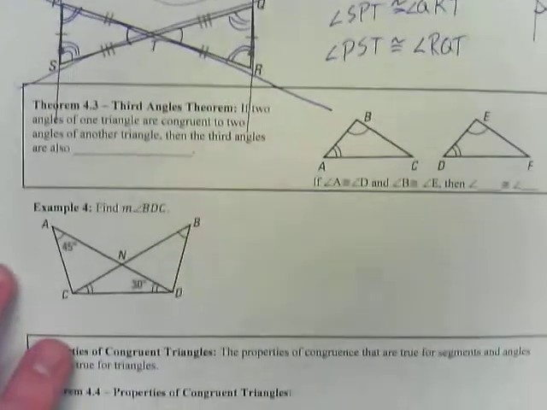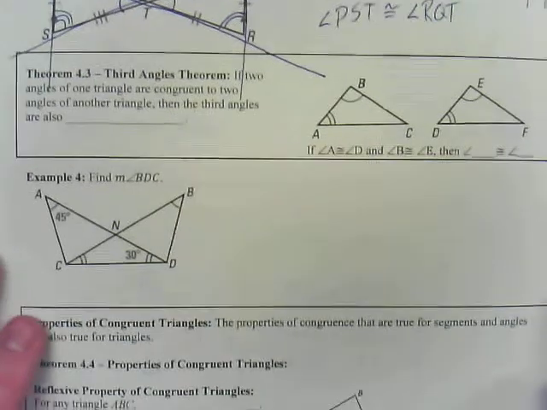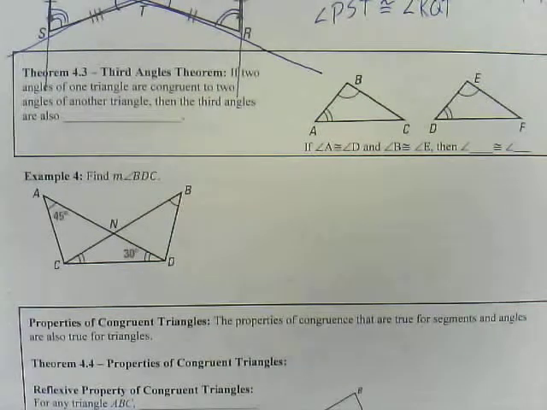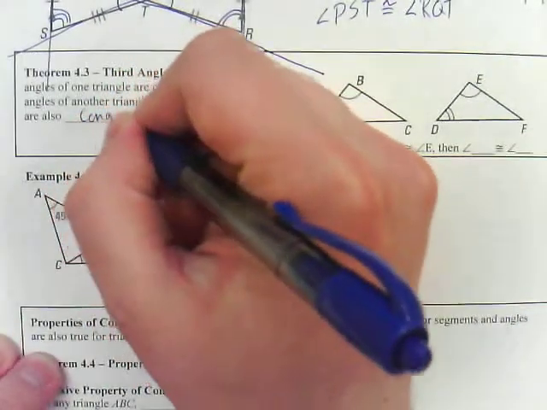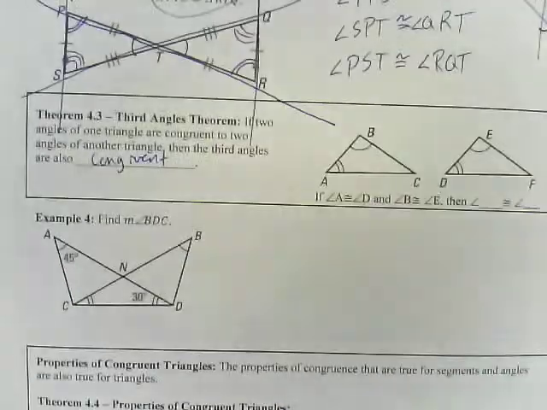All right, theorem 4.3, this is called the third angles theorem. What this tells you is that if two corresponding angles in two separate triangles are congruent to each other, then the third angles are also congruent. So let's use this with an example. Again, looking at actual numbers makes it easiest to see.